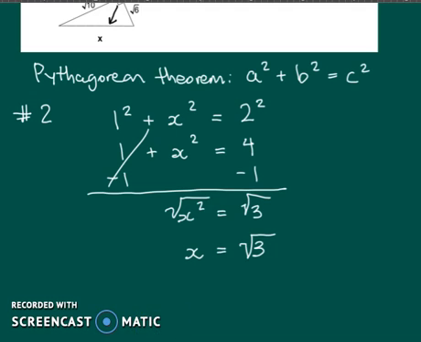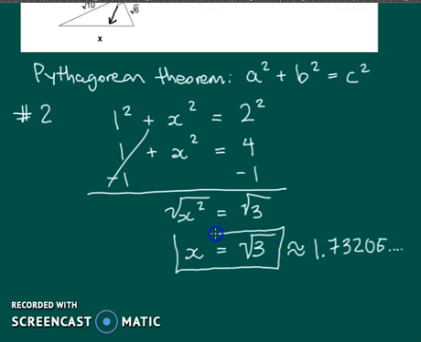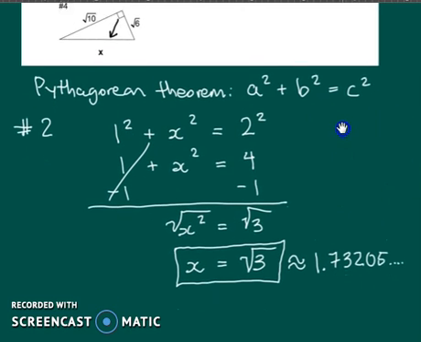So if you plug the square root of 3 into your calculator, you'll get something like 1.73205 and so forth. So that's just an approximation, but it's never going to be exact. So the only way we can give the exact answer is in square root form. So there it is. Let's try number 4.